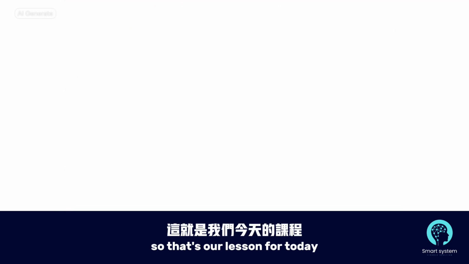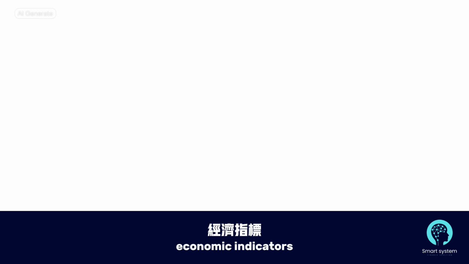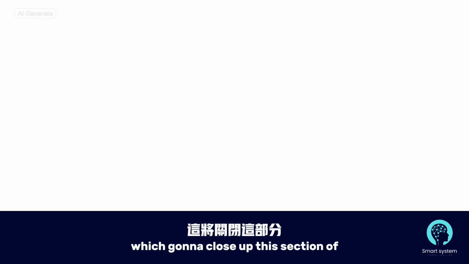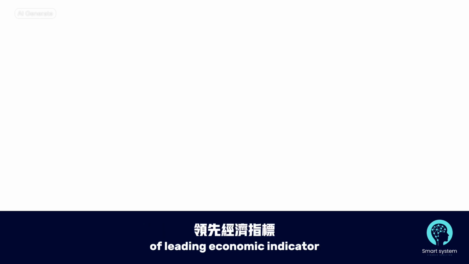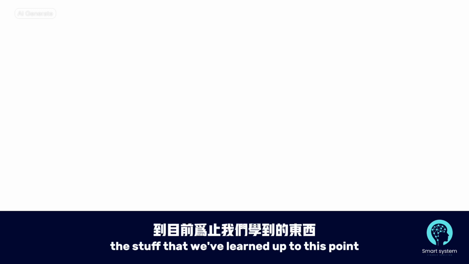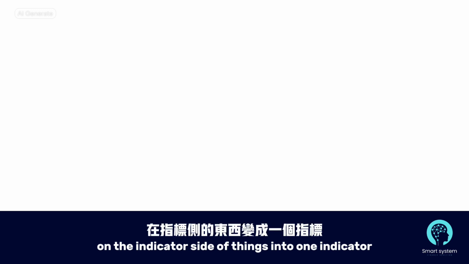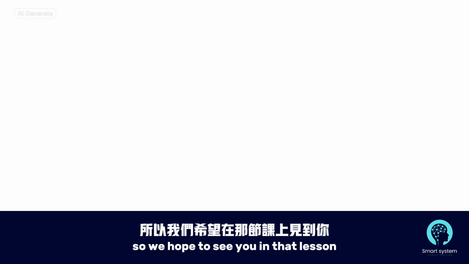So that's our lesson for today. And in our next lesson, we're going to wrap up our discussion on economic indicators, which is gonna close up this section of fundamental analysis with a look at the Conference Board's index of leading economic indicators. So definitely check that one out, because this one combines a bunch of the stuff that we've learned up to this point on the indicator side of things into one indicator. It's a pretty interesting one. So we hope to see you in that lesson.